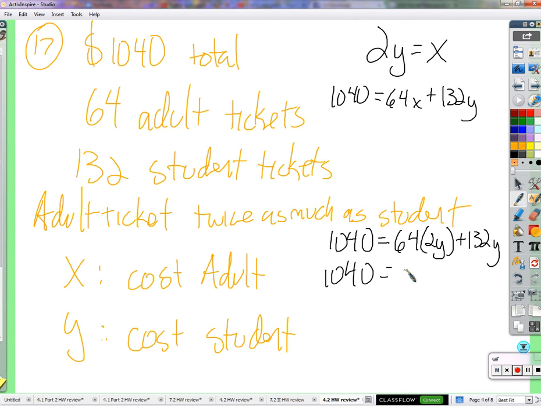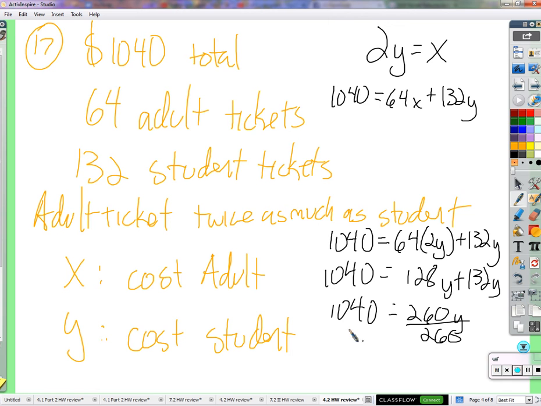1040 equals 128y plus 132y. 1040 equals 260y. 260, and y is 4? Yep. 4. Okay, so y is 4. What does that mean about all of this stuff, Bridget? That the student ticket is $4 and that the adult ticket is 2 times as much, so it'd be 4 times 2, which equals $8 for the cost of the adult.